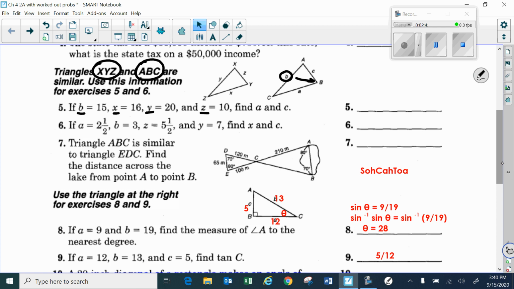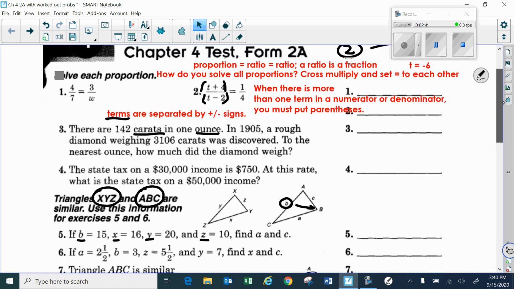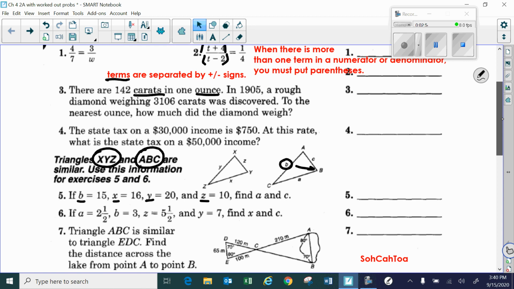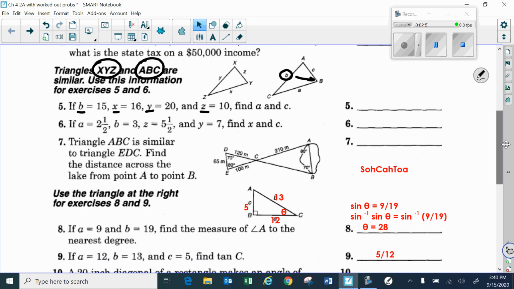Obviously, in order to solve a proportion, you have to know 3 of the 4. So you have to set it up so that you know 3 of the 4, just like we had up here in number 1, for example. Okay, you know 3 out of the 4, you can solve for the 4th one. So go ahead and fill in those lengths they give you for number 5. B is 15. X is 16. Y is 20. And Z is 10.